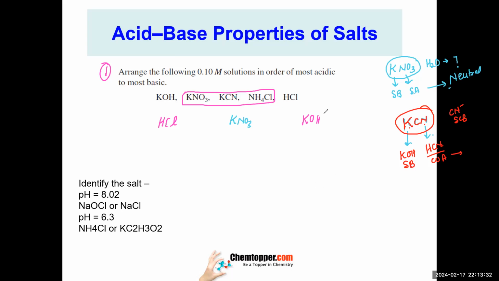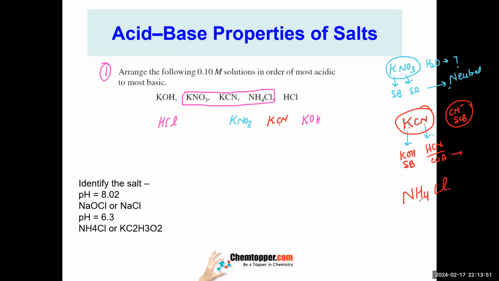Again, Azuni, yes, it's your basic salt because CN minus is a strong conjugate base. It will generate OH minus in water. So I'll write KCN here. It's a basic salt. Let's work with ammonium chloride.